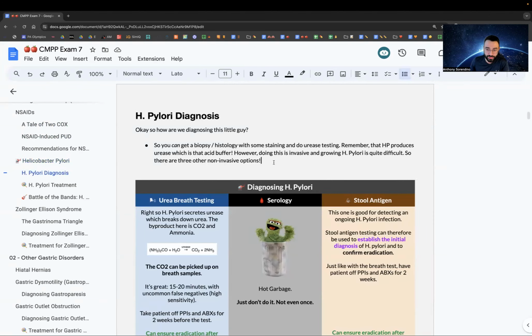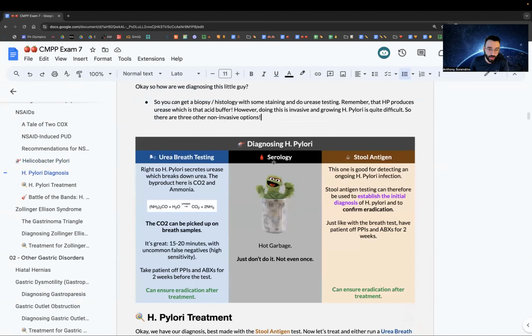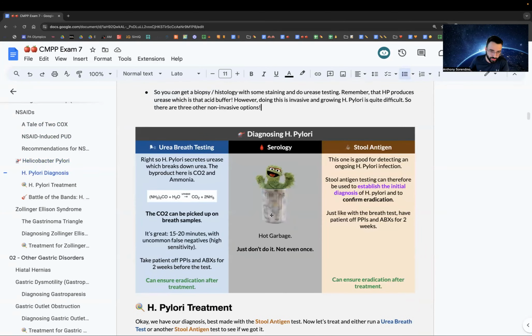However, doing that is invasive. So there are three better options, really two. The first thing you can do is a urea breath test. H. pylori secretes urease, which breaks down urea. The byproduct there is CO2 and ammonia, but the CO2 is what we can actually pick up on breath samples.